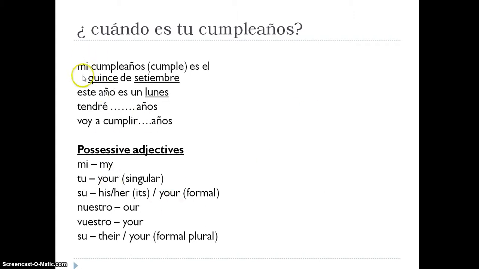So we could say, when is his birthday? Su cumpleaños, instead of saying mi. Su cumpleaños es el, and the date. Or when is our birthday? Nuestro cumpleaños es el, and you could change it, carry it on. If you're twins, obviously, you'd say the same. Okay, so those are possessive adjectives.